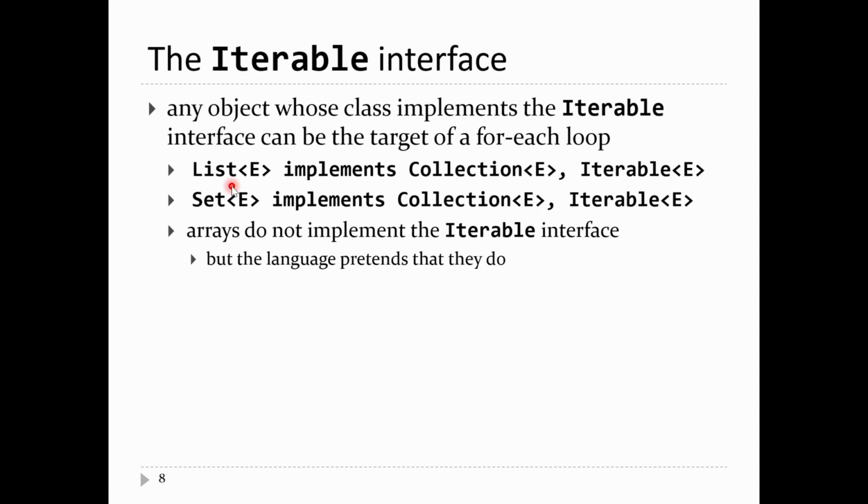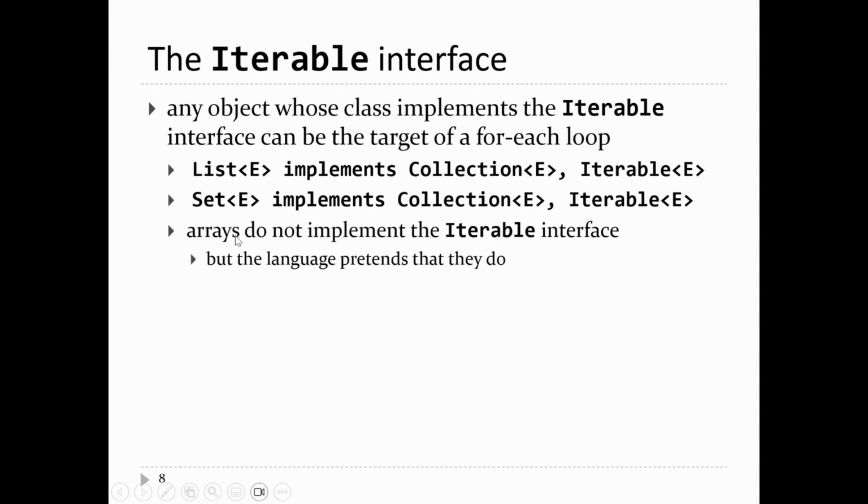If you look at the List interface, it says it implements the Collection interface and the Iterable interface. Similarly, Set says it implements the Collection interface and the Iterable interface. So you can see here that an interface or a class can implement multiple different interfaces, as many interfaces as you want.